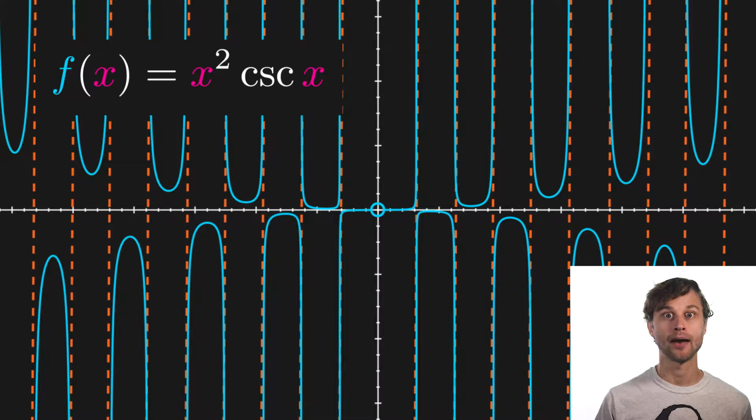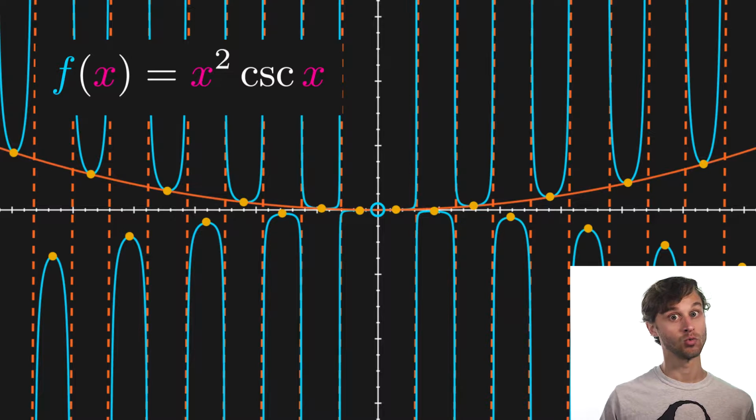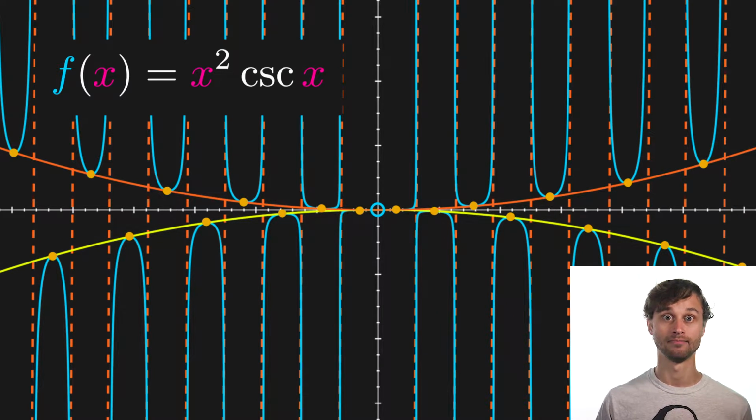Now let's take a look at what happens when the cosecant part oscillates between the values of 1 and negative 1. Well, at those points where x is equal to pi over 2, or 3 pi over 2, or 5 pi over 2, etc., we have values of 1 and negative 1, which means that the whole combined function goes to either x squared times 1 or x squared times negative 1. So we get a series of points along the function here that are exactly equal to what the function would be if it was just x squared, or negative x squared.